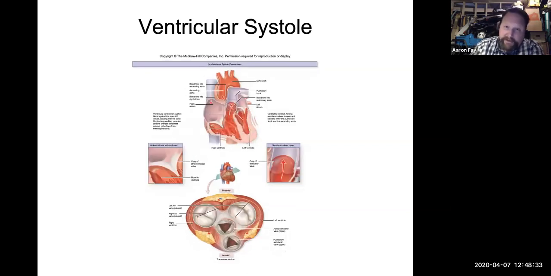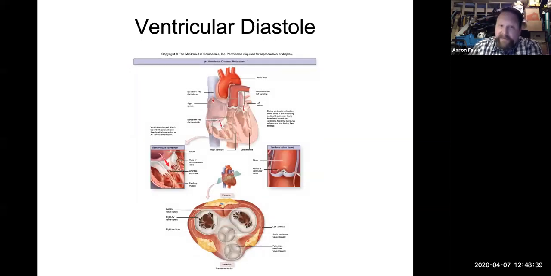Lub, ventricular systole, causing AV valves to close, blood hits those valves, makes the lub sound. In dub, ventricular diastole, blood tries to backflow into the ventricles, causing the semilunar valves to close. That makes the sound dub. So lub, dub, lub, dub, lub, dub.